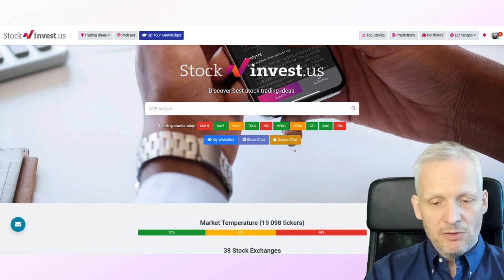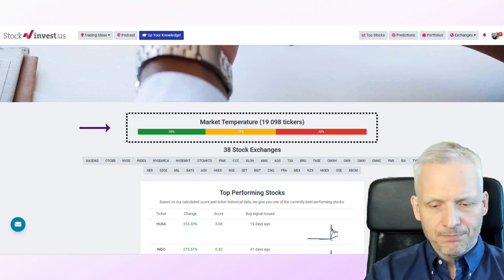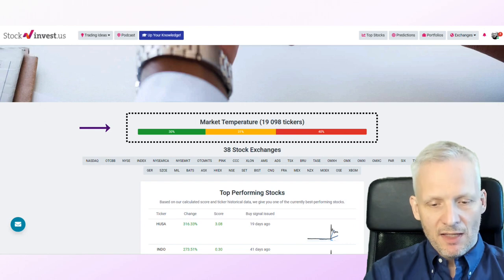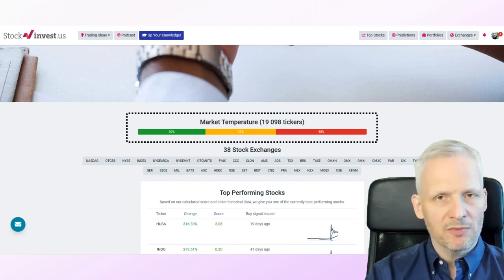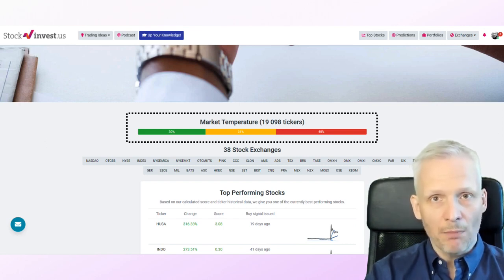The other thing that I always look at is the market temperature. It is an even better tool, because here you can see in this case the total evaluation of 19,098 tickers, and right now there are 30% buy signals. If this number is very low, like a few weeks ago before recording this, it was down at 14. It was week 11 2022. Being that low indicates that we are heading for a rebound up.